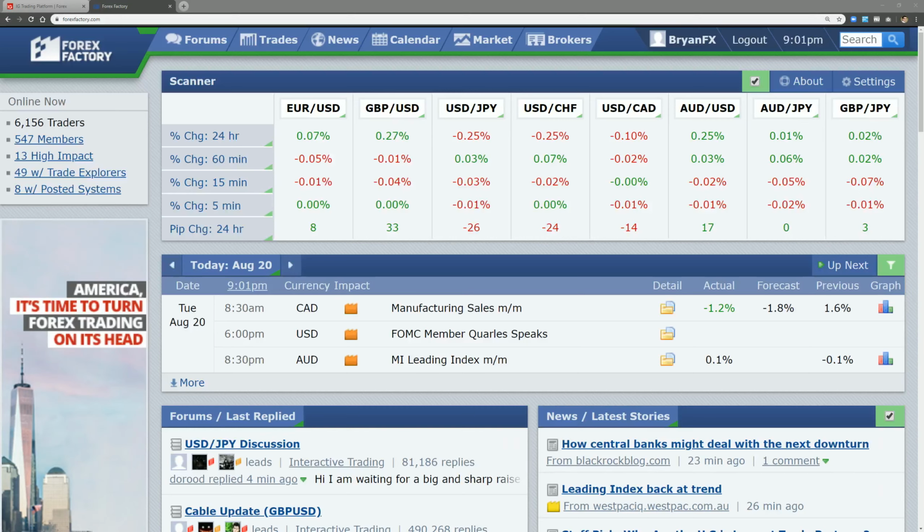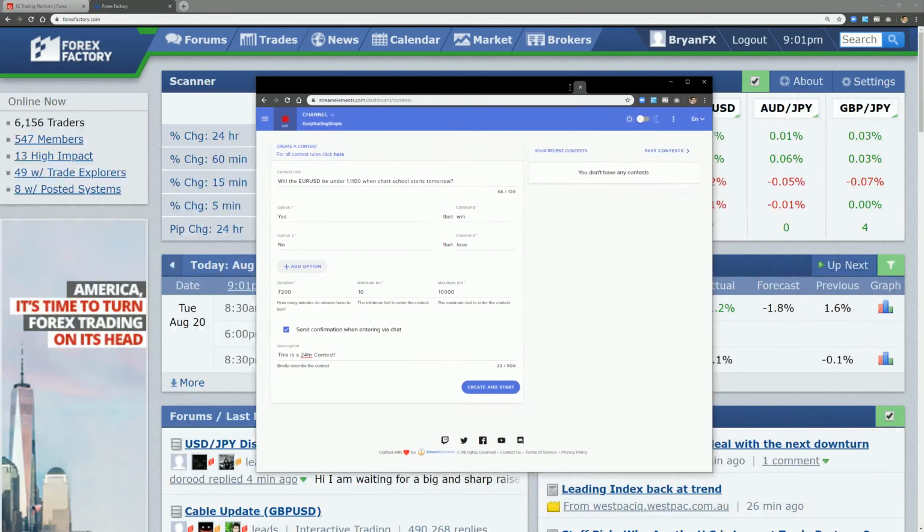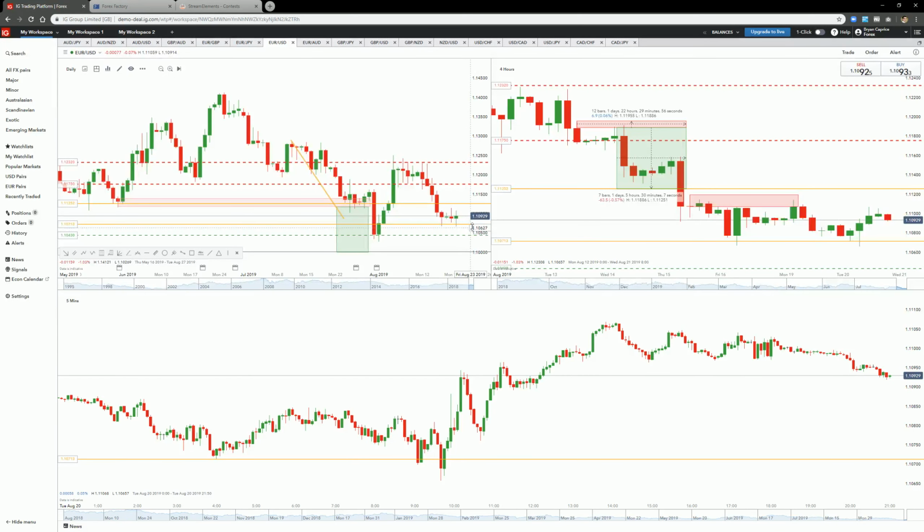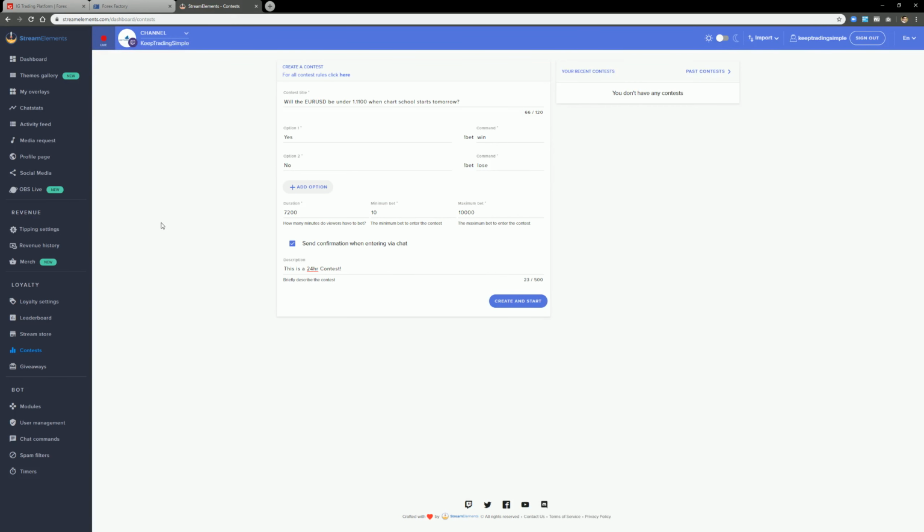Set that there. I was trying to set up that little contest that I was talking about. So let me actually drag that window down so you guys can see it. This is what I was setting it up to: will the euro be under 111.00 when chart school starts tomorrow? Again, where we're at right now with the euro, we are at 110.92 or 93ish, depending on where your brokerage is. So the question is, will we be down 111?